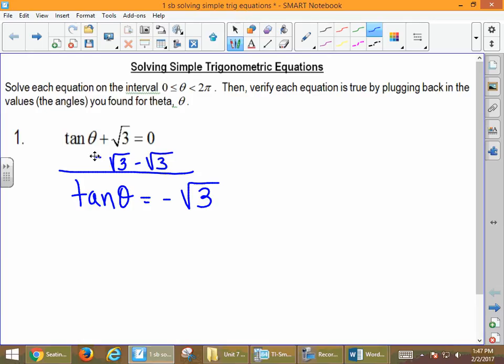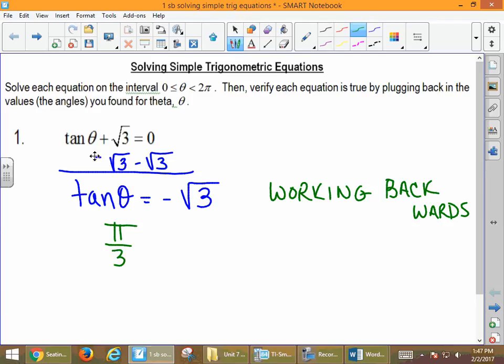Well, what's happening now is we go back to our working backwards papers that we did last week. We're working backwards. This is where the unit circle might come in handy if you don't remember or you need a refresher. What value of theta has tangent equal to negative radical 3? So it's pi over 3 in the first quadrant, but we've got negative the square root of 3.